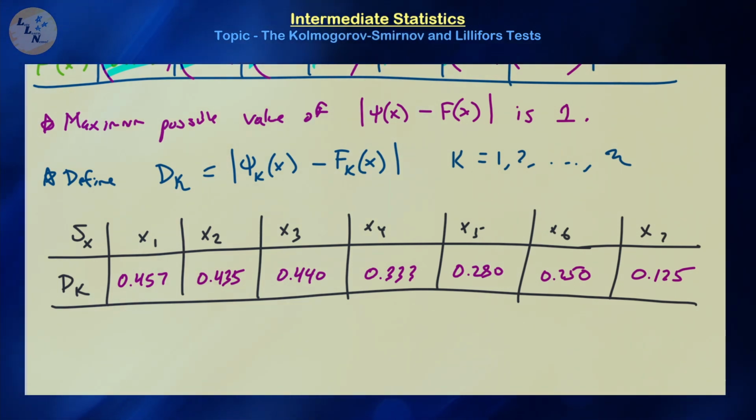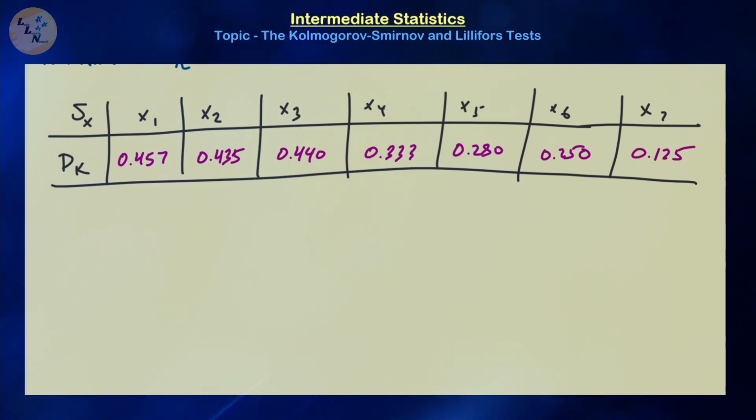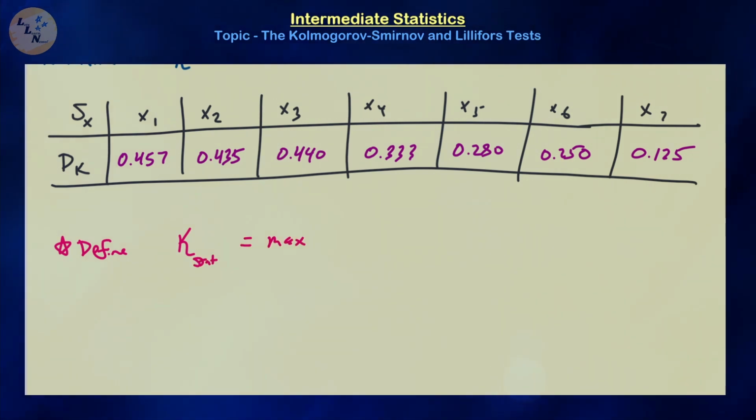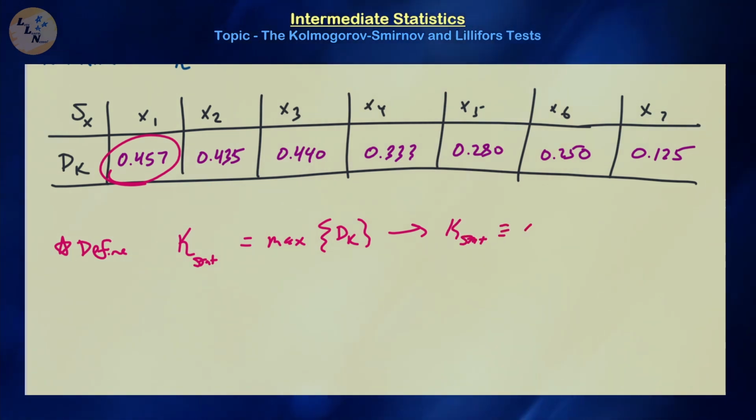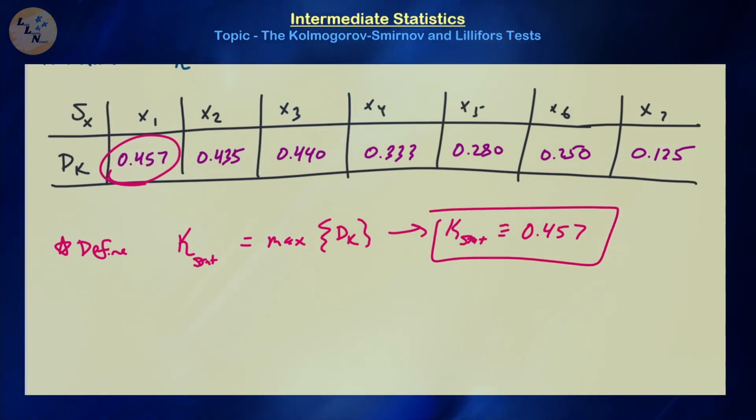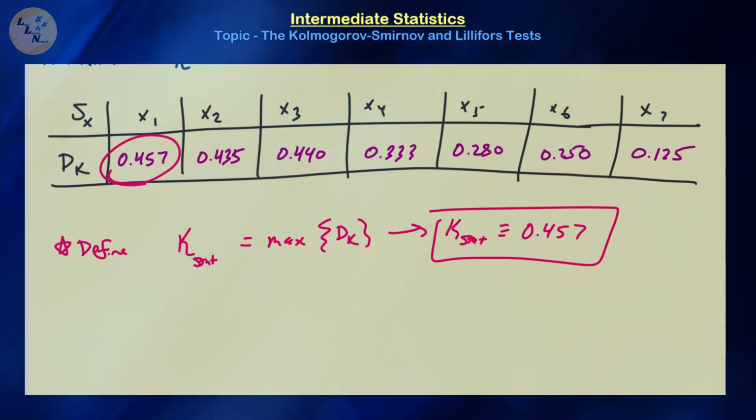So what we want to see is, if they're very different, then for example, the maximum distance should be significantly large. All right. So what we're going to do is define our test statistic, the Kolmogorov test statistic, which is going to be the maximum of our distance values. If you choose the maximum of all of these values, notice that our maximum is generated by point number 1. Therefore, our Kolmogorov test statistic is approximately 0.475. And remember, the maximum value that the k-stat can be is equal to 1. So is our k-stat significantly large?